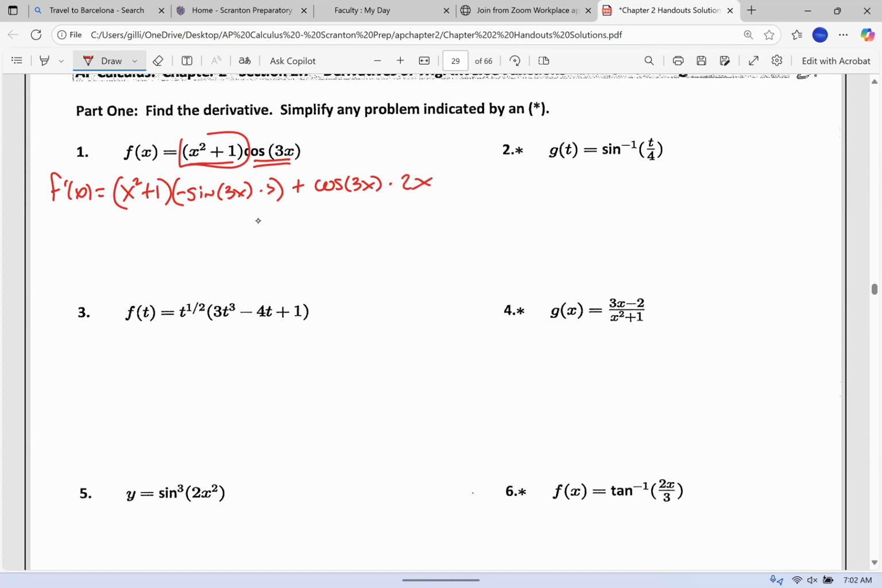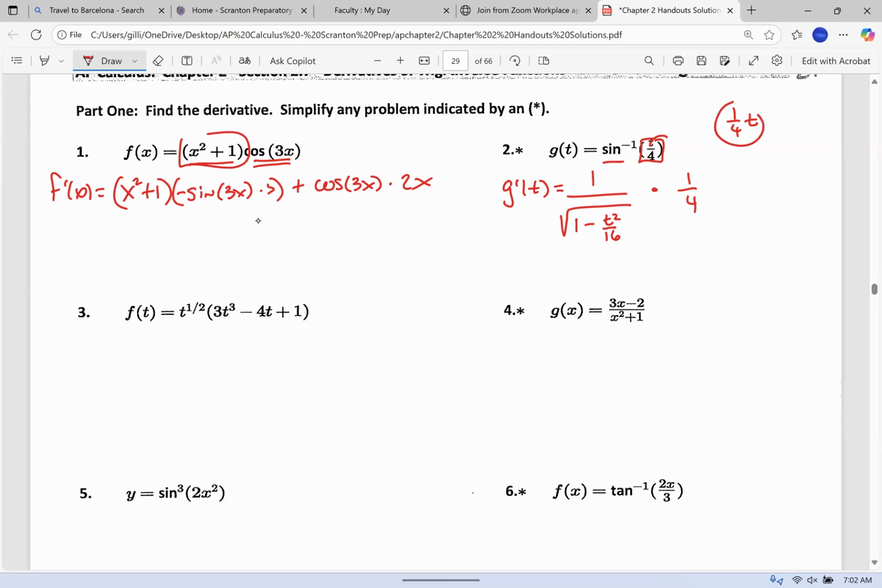And number two, the derivative of sine inverse. So g prime at t is going to be 1 over the square root of 1 minus the inside stuff squared times, of course, always by the derivative of the inside. And the derivative of 1/4 t is the same thing as t over 4. Its derivative is just 1/4.